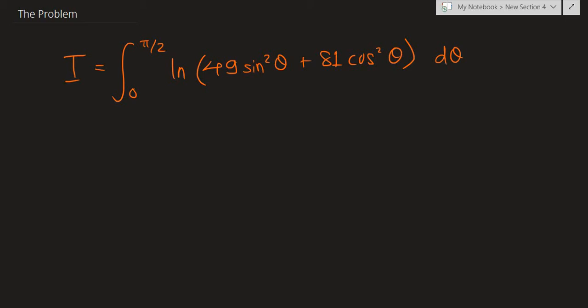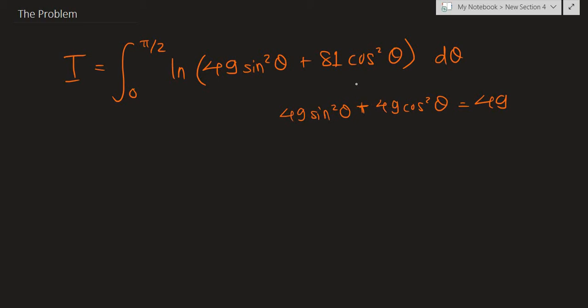Now one thing you may notice here, that if we had say 49 sine squared theta plus, instead of 81, we had 49 again cosine squared theta, this would just be 49 because sine squared theta plus cosine squared theta make 1. But we don't have that, we have 81, which is quite different from 49.